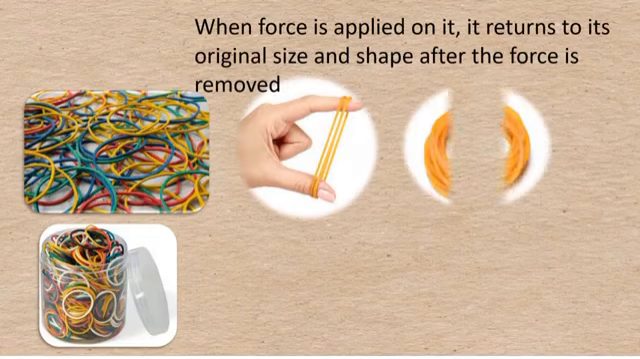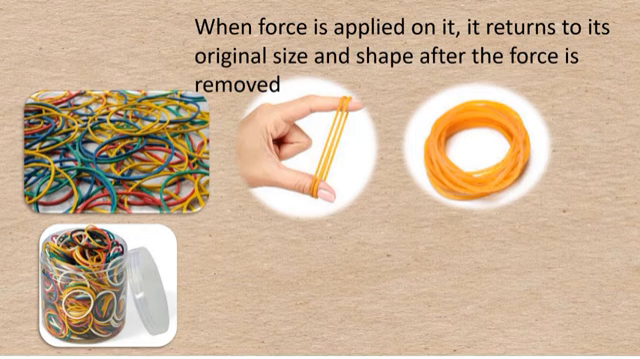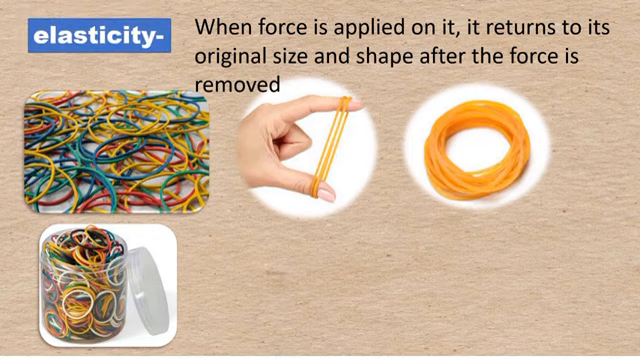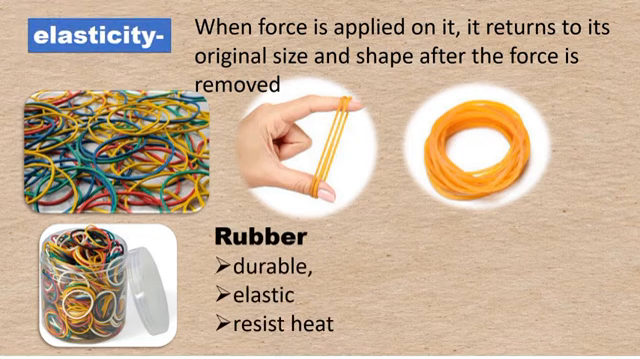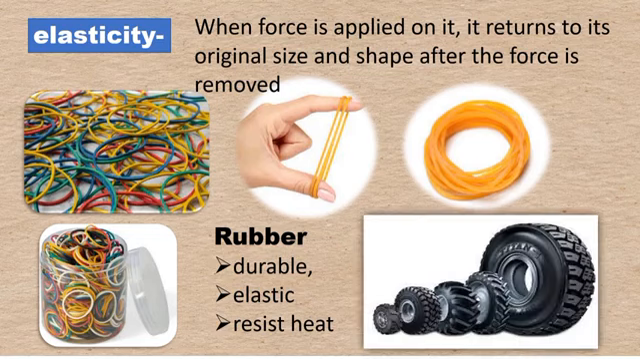Unlike plastic materials, rubber bands are elastic. When force is applied on it, it returns to its original size and shape after the force is removed. This property is elasticity. Rubber is durable, elastic, and can resist heat. This makes rubber an excellent material in making tires for land vehicles.